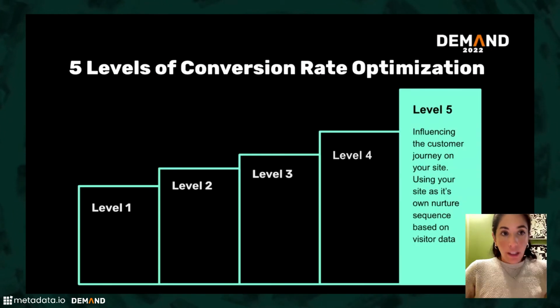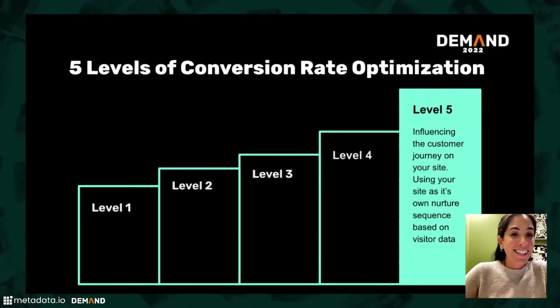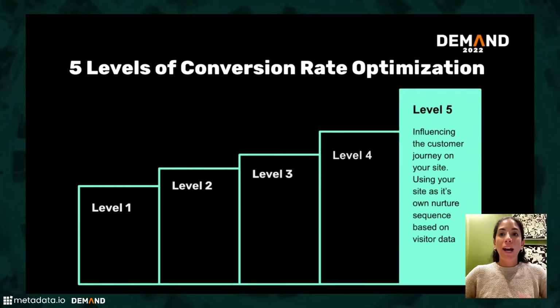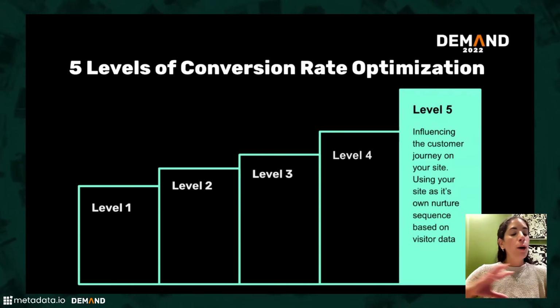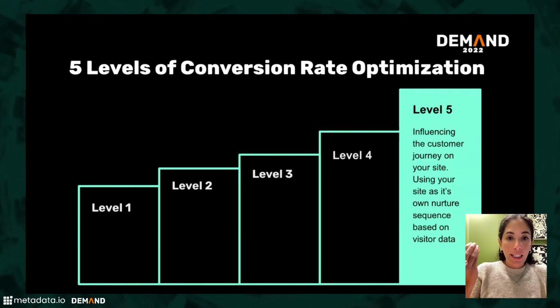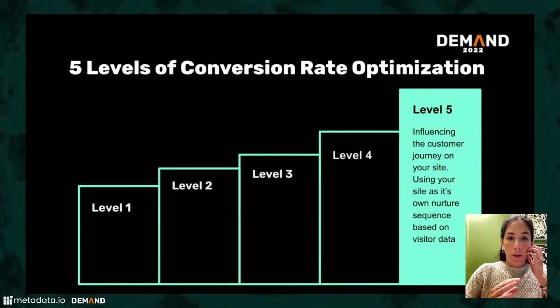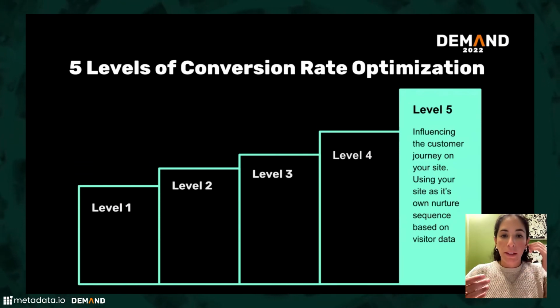And the last level, level 5 of conversion rate optimization, is influencing the customer journey on your website, using your site as its own nurture sequence based on visible data. Now, I'm going to be honest with you, I have not yet seen or experienced a company that has reached this level 5, but it's a really great goal to shoot for, of viewing your website as a standalone channel that has the opportunity to move leads and users and customers through a journey tailored specifically to them.